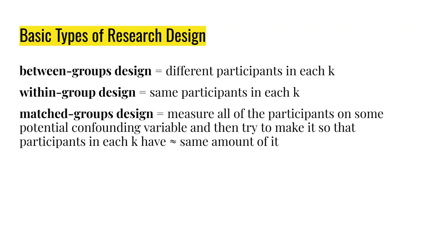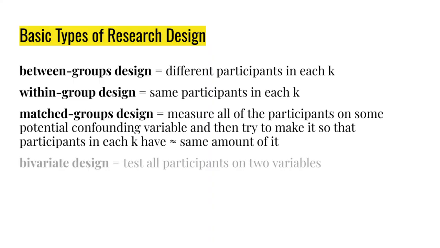We also have something called match group design. This is where we measure all the participants on some potential confounding variable and then try to make it so that participants in each level independent variable have about the same amount of it. This one's a really tricky design to do, and we will go over in detail how to do this.